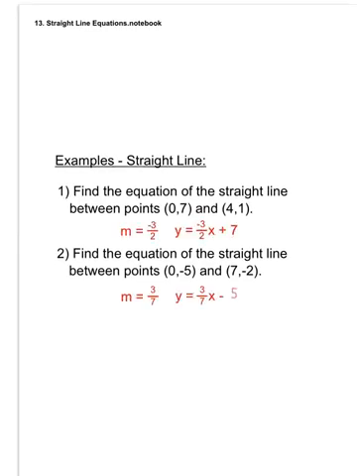Okay, so your solutions to these problems are, the gradient for the first one is minus 3 over 2, making the formula for the straight line y equals minus 3 over 2x plus 7, and the gradient for the second one is 3 over 7, making the final equation y equals 3 over 7x minus 5.